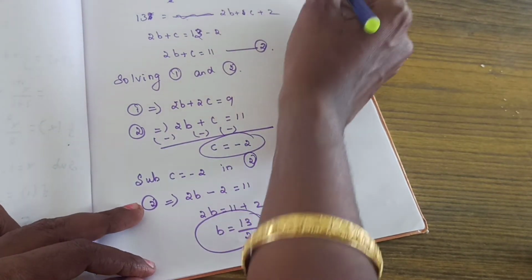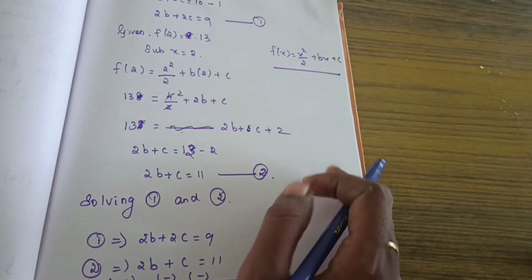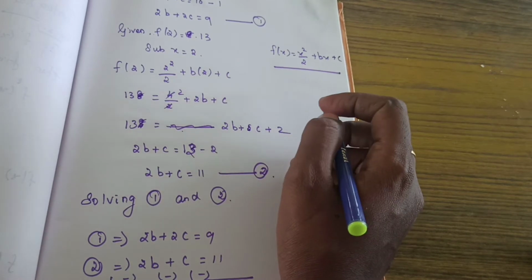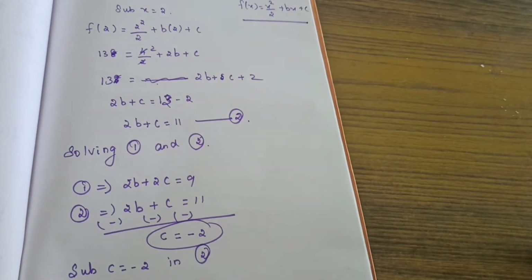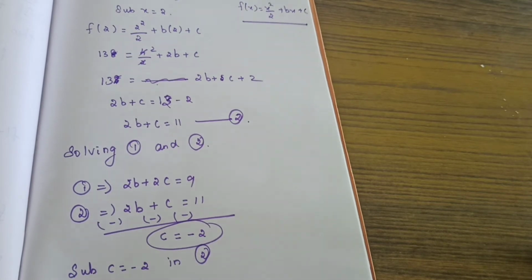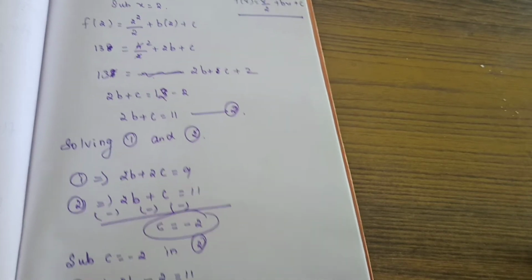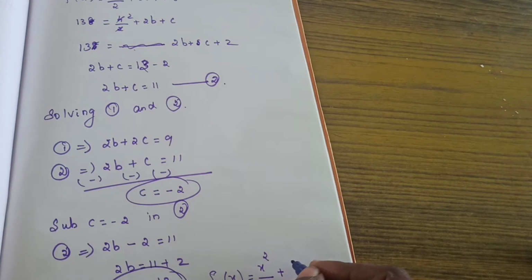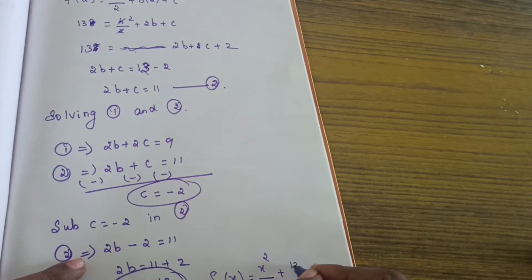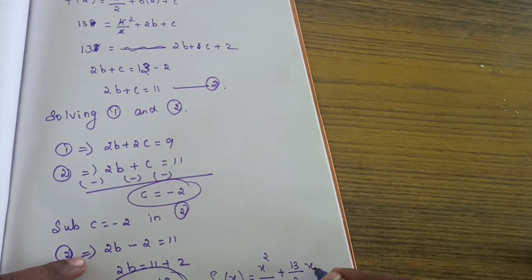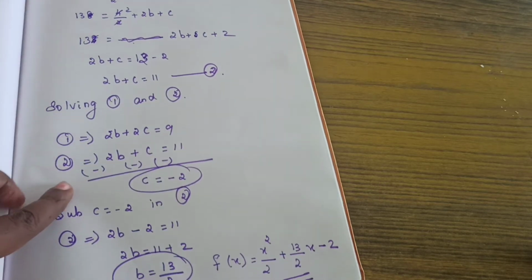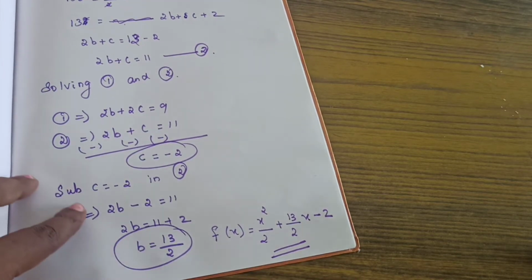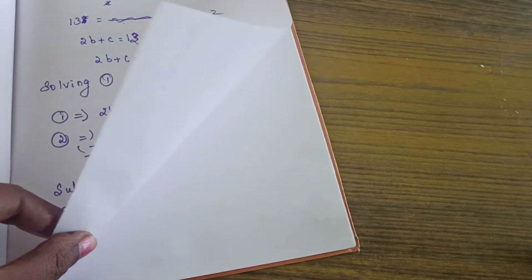Now substitute all the values in f of x. What is f of x? F of x equal to x square by 2 plus bx plus c. Is it right? Shall we substitute? So f of x is equal to x square by 2 plus b. What's the value for b? B value 13 by 2 into x. C value minus 2. This is the answer. Have you got it? So I just substituted b and c value in f of x equation. I got the answer. I hope you understand.